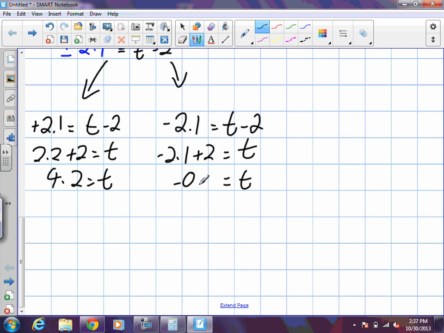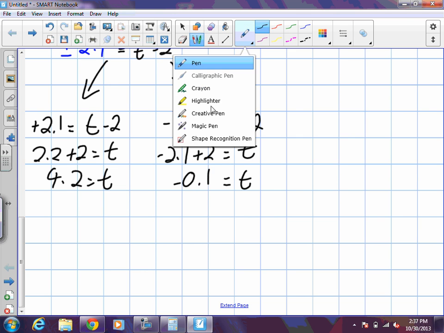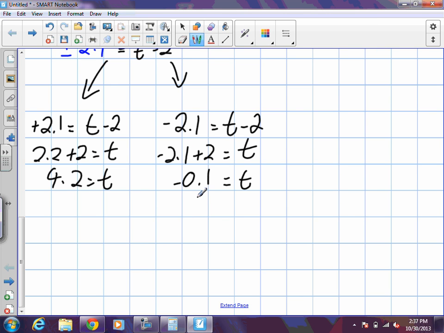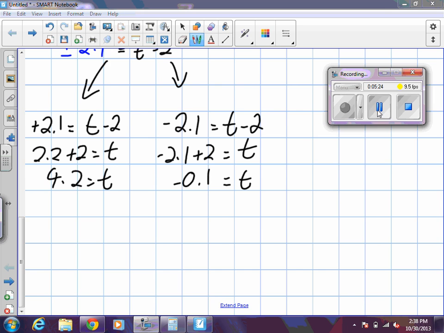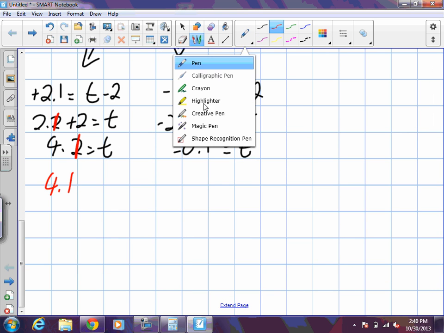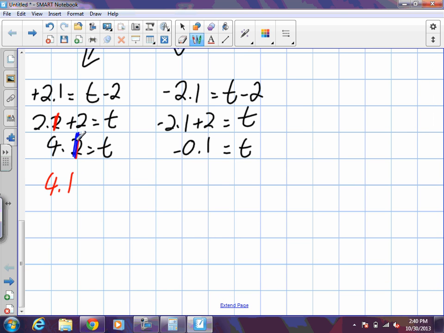So, I want to think about this. The question was asking me how long was it in the air. This time is a negative value. Does this make sense? Do we have negative values for time? No. So the rock would have started at 0 in this case. And when would it have hit the ground? At 4.2. Yeah. So, sorry, we fixed our mistake here. This should be 4.1. So, the rock was in the air for 4.1 seconds.